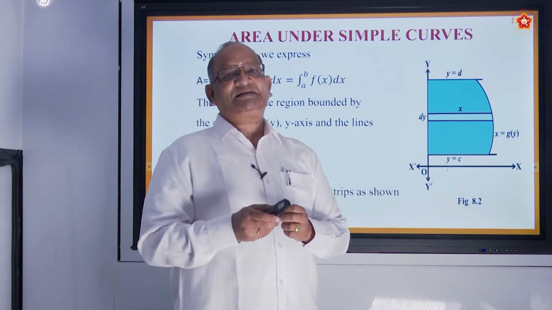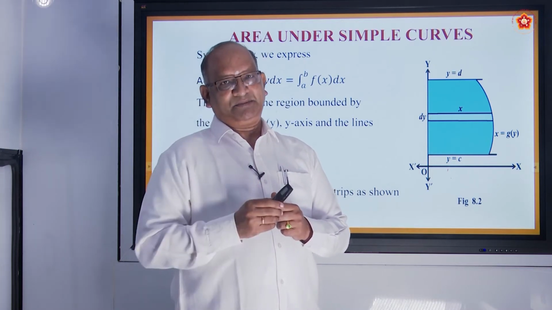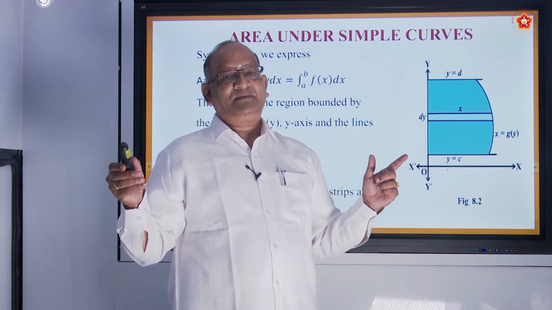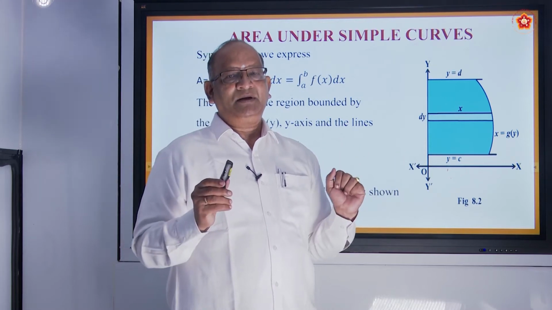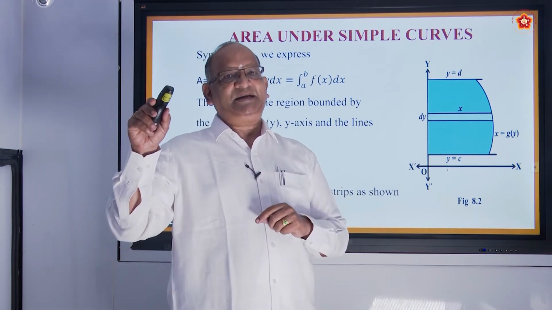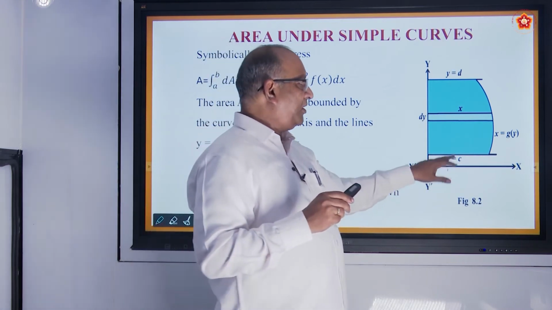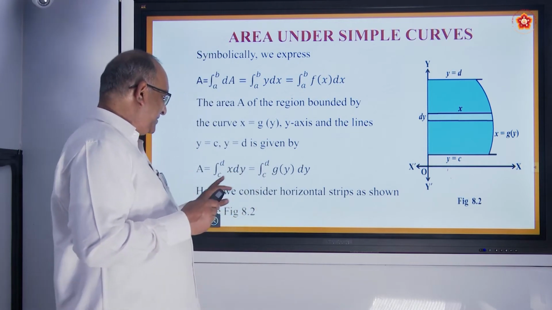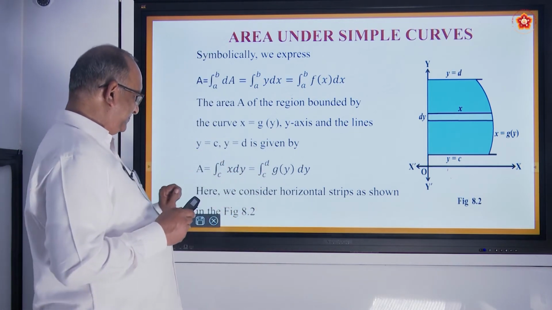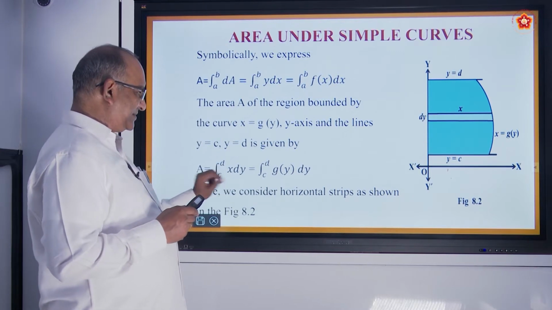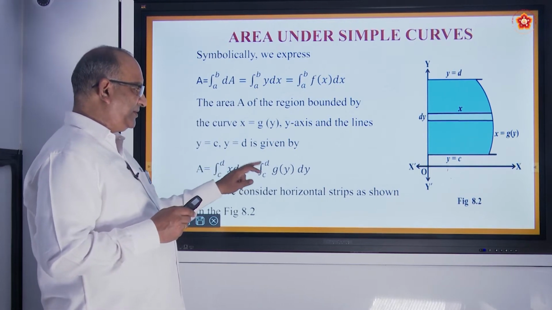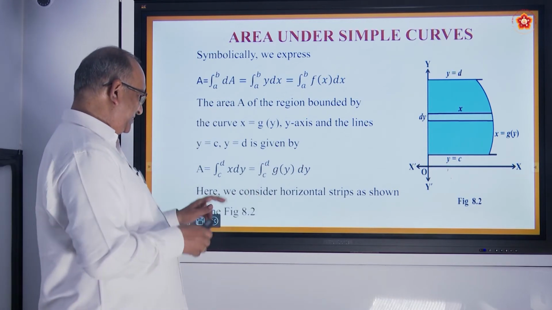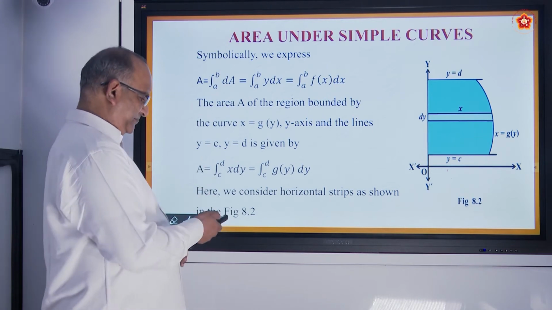Either you take a vertical strip or you take a horizontal strip. If you take a vertical strip, the boundaries are x equal to a and x equal to b. If you are taking a horizontal strip, the boundaries are y equal to c and y equal to d. The formula is the same. It can be used either this way or that way, both are the same. You can call it integral c to d of x dy, or a to b, or c to d of g(y) dy. It all depends upon what boundaries you are taking. This can be corrected as a to b.